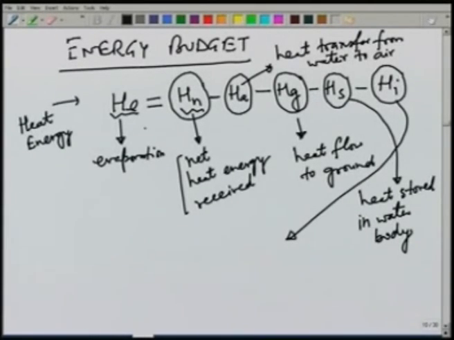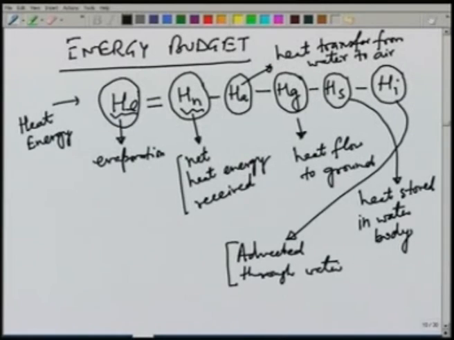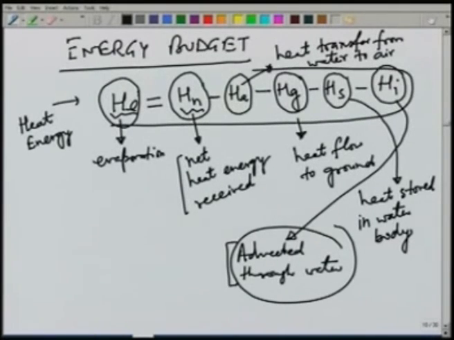So the energy budget relates the energies which are used for different purposes. HE, as we have seen, is for evaporation. HN is the net energy received. HA transferred to air. HG transferred to ground. HS is stored in the water body, and HI is advected through water. So what it means is that there is some water which may be going out of the water body, and that will carry some heat energy. That will be the advected heat energy through water, and it goes out of the water body, and therefore has to be accounted for in the energy budget.